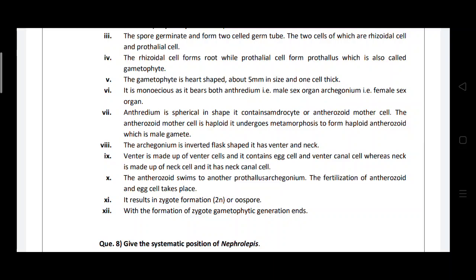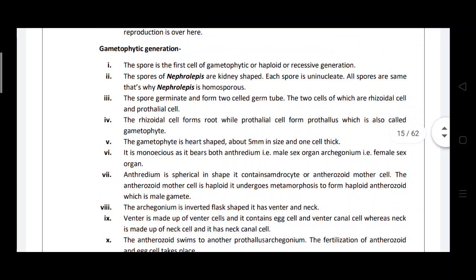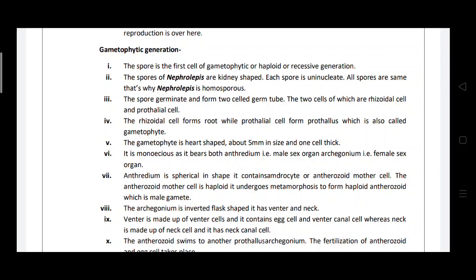Then fertilization takes place between the anthrozoids and egg cells, and after fertilization they form the oospore, which is in the diploid stage. So this is the formation of the zygote. It is the end of the gametophytic generation. In this way, the sporophytic and gametophytic generations take place in Nephrolepis. These two stages are independent, and in this way the life cycle of the Nephrolepis plant is completed.